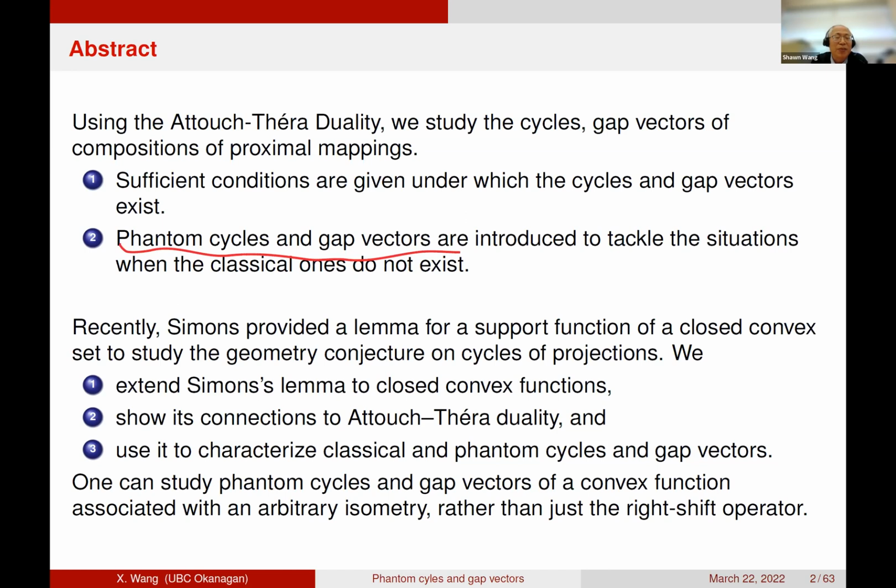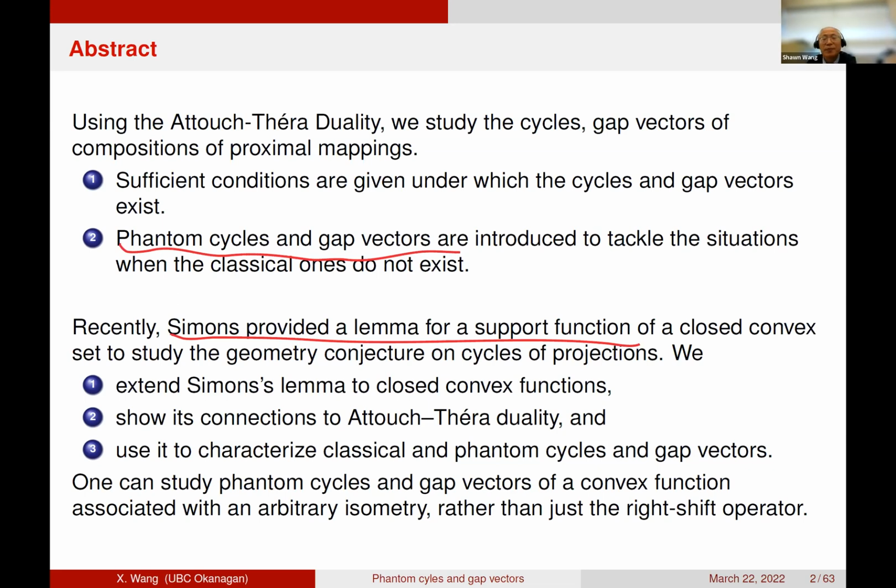Then when Stephen Simon read the paper, he approached it in a different way. He provided a lemma for the support function close to a convex set, then studied the problem from a different perspective. After that, we extended his lemma to closed convex functions, and because his approach is quite different, we show the connection of his work to Attouch-Théra duality, and see how it connects to phantom cycles, phantom gap vectors. Okay, one of the consequences of Stephen Simon's result is that we can study the cycle gap vectors for any isometry map instead of the shift operators.